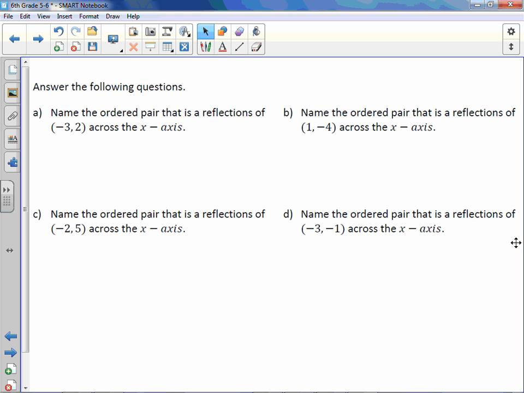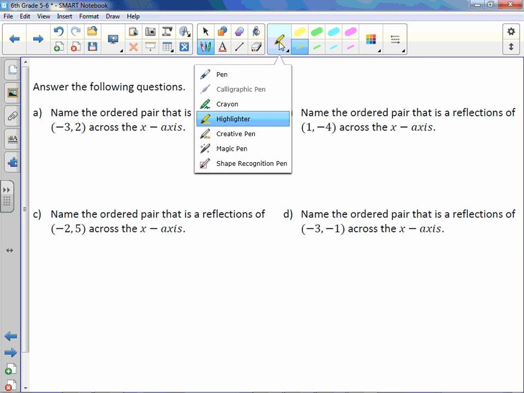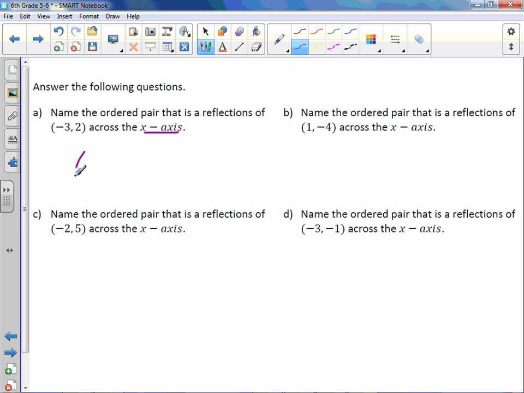Name the ordered pair that is a reflection of -3, 2 across the x-axis. We're reflecting across the x-axis, therefore my x value of -3 remains the same. But then what I need to do with this y value is change it to its opposite. Its opposite is -2. Let's do it again. Again, we're reflecting over the x-axis, so my x-coordinate stays the same. My y-coordinate changes to its opposite, which is 4.